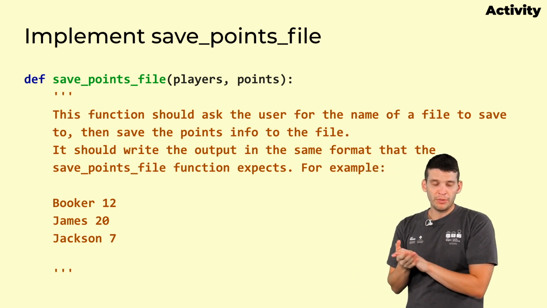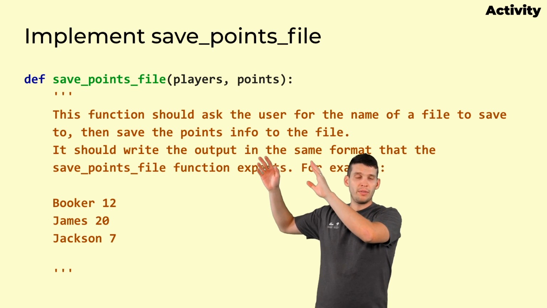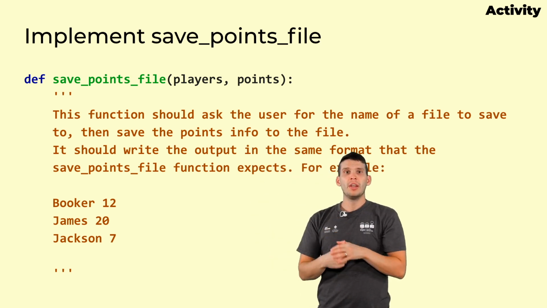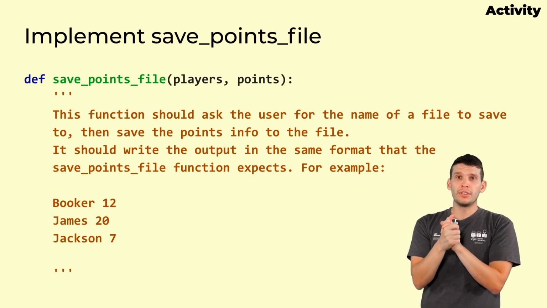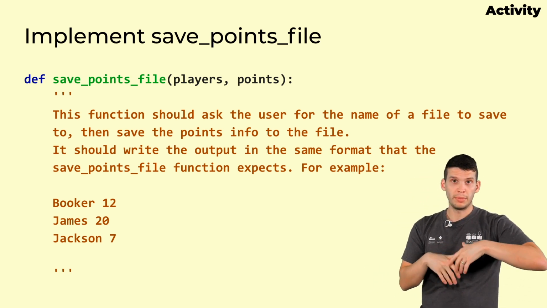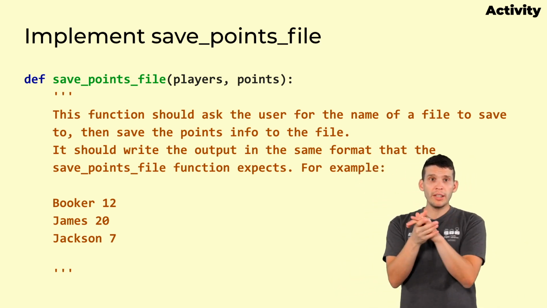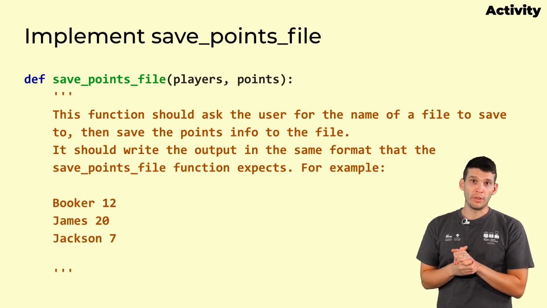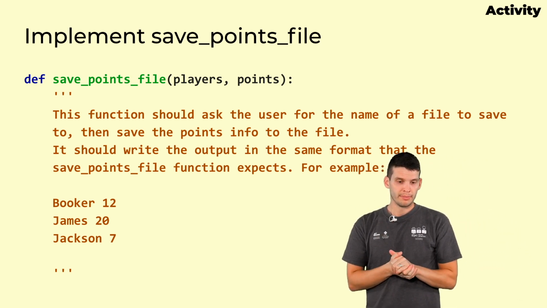Now, the save points file needs to do the flip of what that load function did: take information from the lists, open a file, and write the information to that file to save it for being able to be used later, and then close the file, of course. So, what do you think would be a good implementation for this? How should we go about implementing this code?